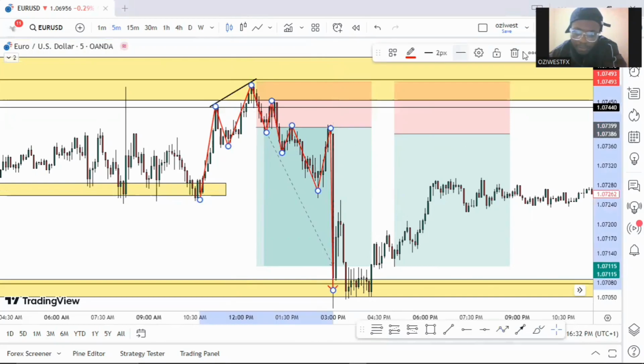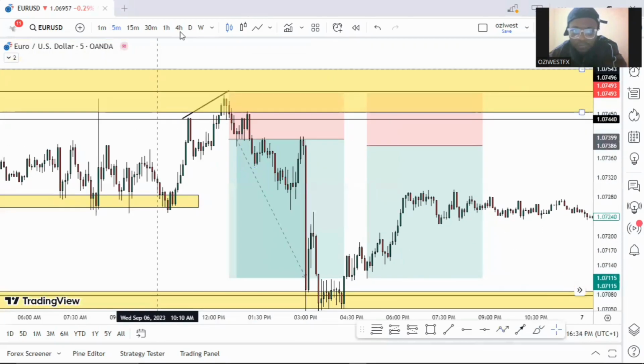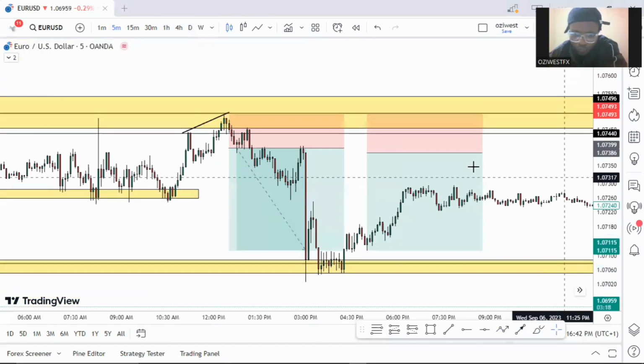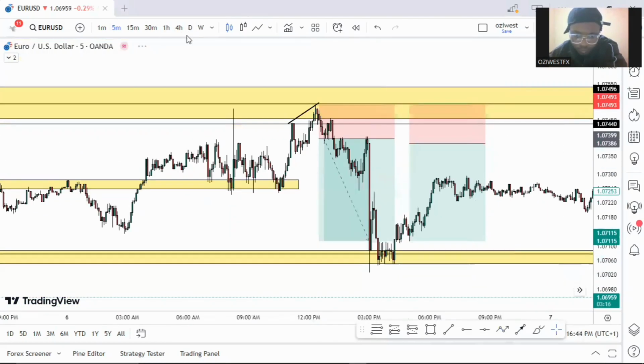So you see, I was using the higher time frame as a confluence. I'm just looking at the smaller time frame for my entry signals, but overall the higher time frame is what I use for my direction.